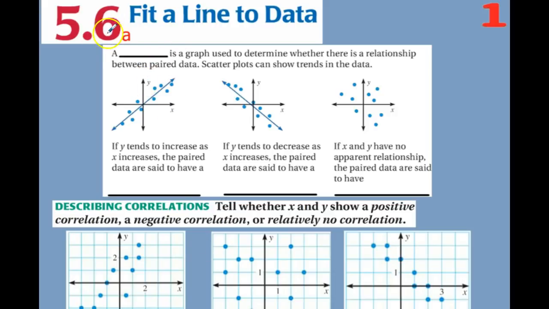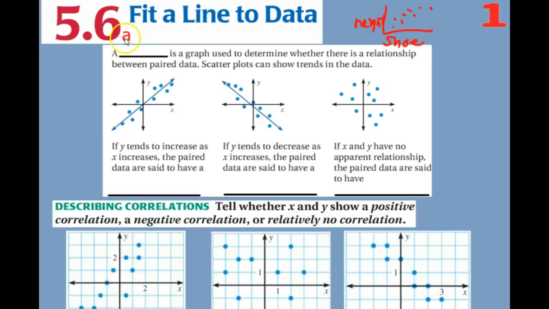Good morning. Today is lesson 5.6a, which is fitting a line to data. Data is just a bunch of pieces of information that are collected that make what's called a scatter plot. If I collected everyone's shoe size and their height in the class, I could graph it using their shoe size on one side and their height on the other, and I'd have a bunch of random dots, but depending on how tall people are and how big their feet are. So that's what we're looking at today.